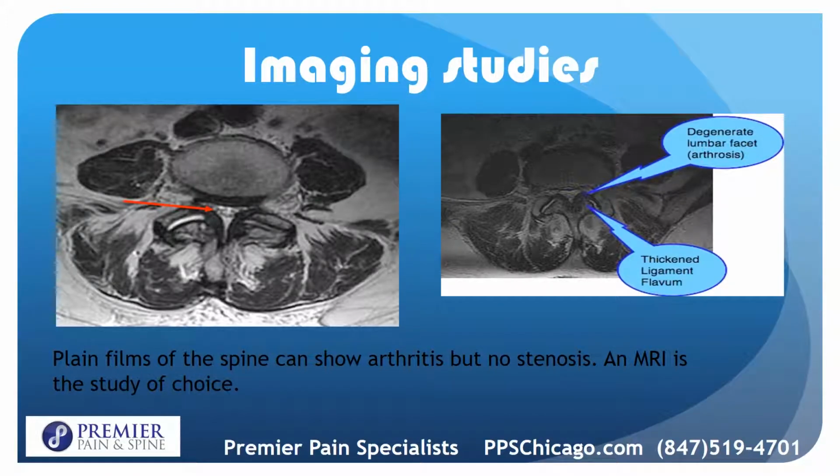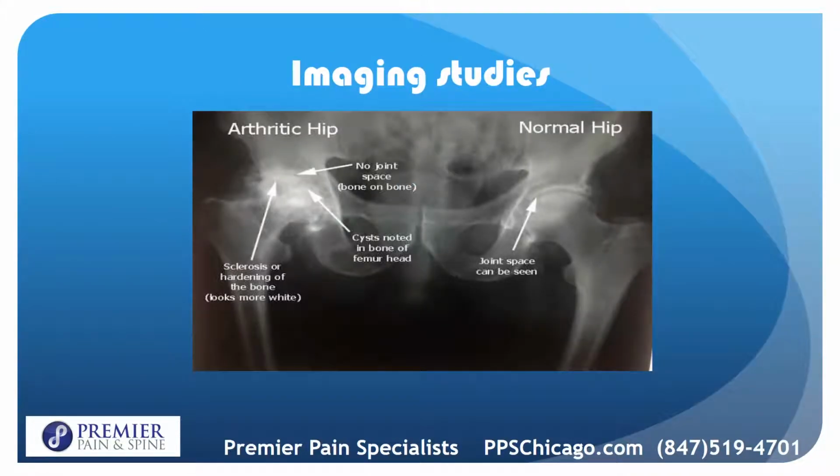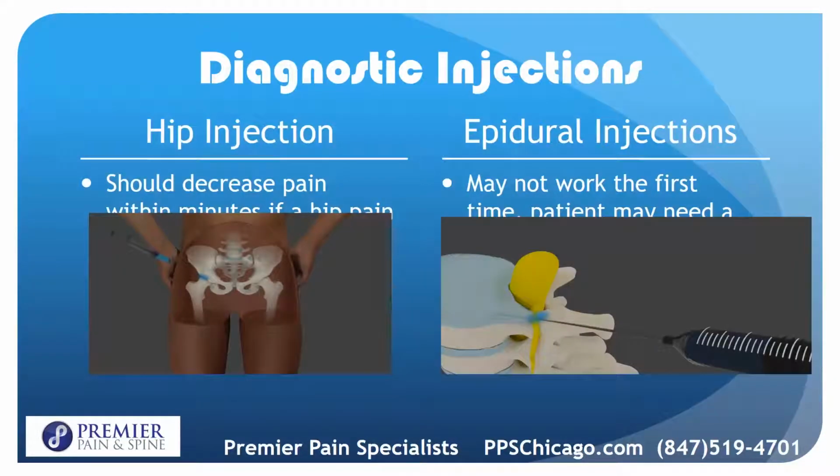So an MRI can show, normally this is an ellipse, but here you have a small little triangle. That's evidence of spinal stenosis in the spinal canal, okay? Okay, so diagnostic injection can be very, very helpful. So if you have a diagnostic injection performed into your hip joint and the hip is the source of the problem, then it should decrease the pain within minutes, all right?